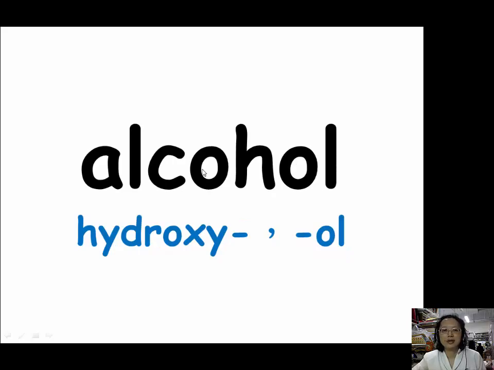For alcohol, what is an alcohol? An alcohol is any organic compound in which the hydroxyl functional group, OH, is bound to a saturated carbon atom. The term alcohol originally referred to the primary alcohol ethanol, ethyl alcohol, the predominant alcohol in alcoholic beverages.